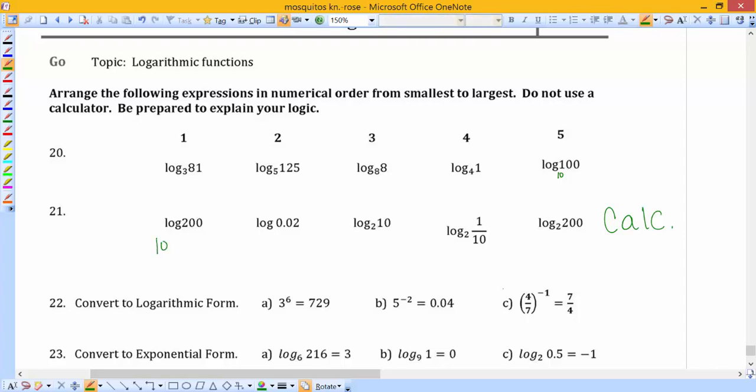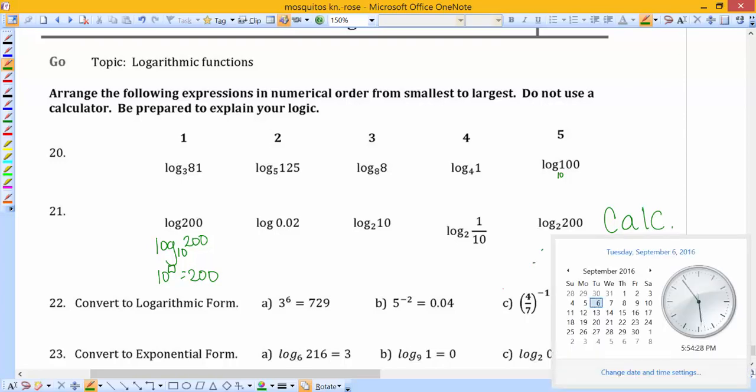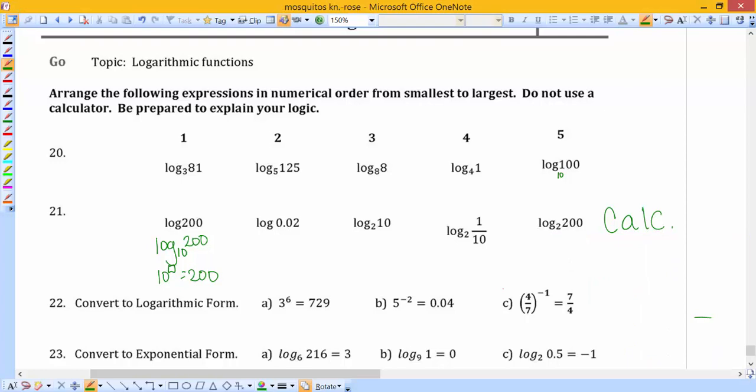I can always rewrite this as 10 as my base. And so then it's 10 to the what is 200. And then you can say, oh, it's between 2 and 3. It's somewhere between 2 and 3. So then you guys can order them that way. If you know this is between 2 and 3, you guys can go through and do that on all of these.